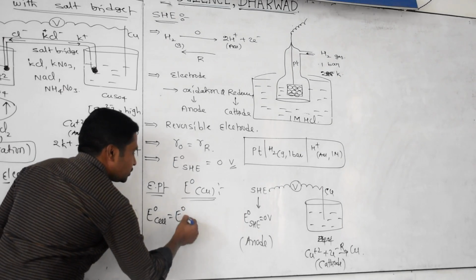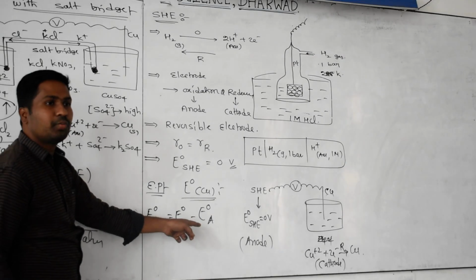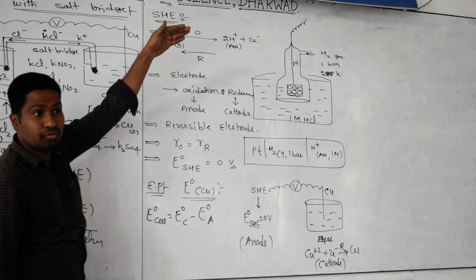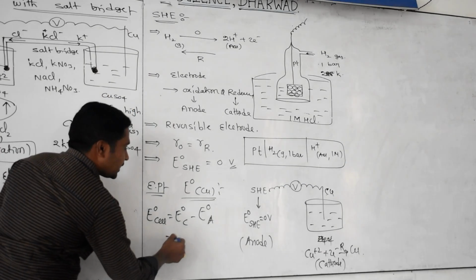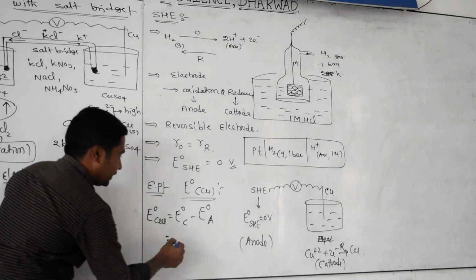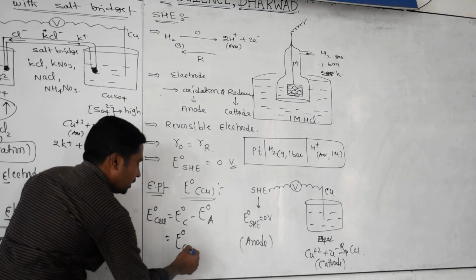Standard EMF of the cell is the standard electrode potential of the cathode minus the standard electrode potential of the anode. Those electrode potentials should be taken as reduction potential values. Okay, what is the standard electrode potential of the cathode, copper? You don't know, so you have to calculate it. That is nothing but copper.